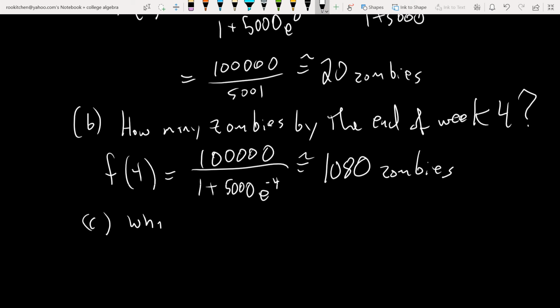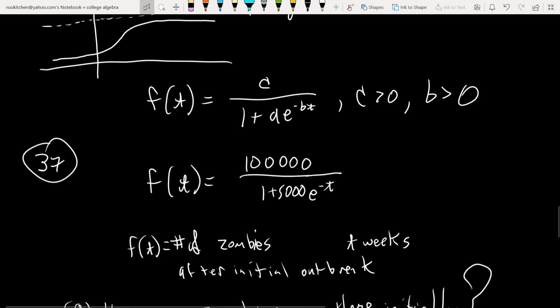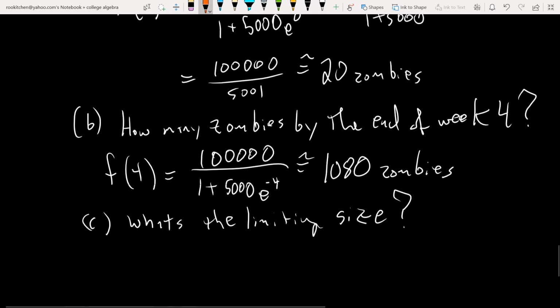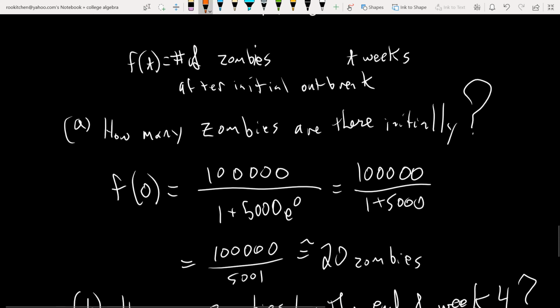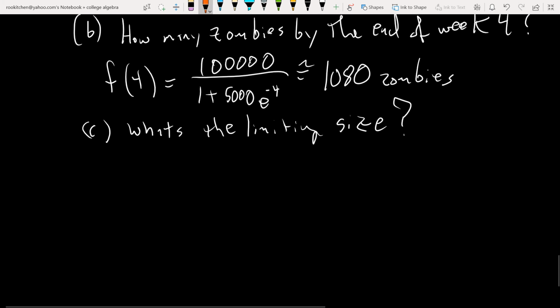Okay. What's the maximum number of zombies? Or what's the limiting size is what the book will ask for. The limiting size is always just going to be whatever is in the numerator. Okay, so this object, the C value, is your limiting size. So in our case, the limiting size will be the 100,000, which is probably the population of the little town which is seeing the outbreak.